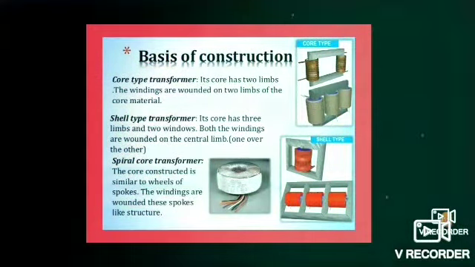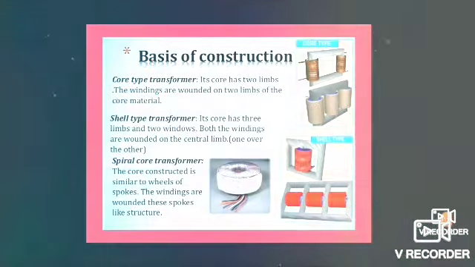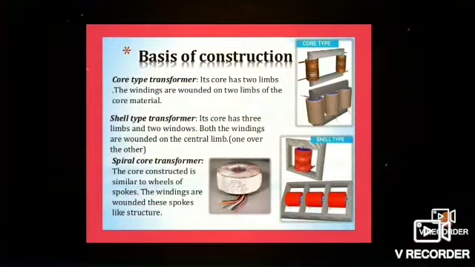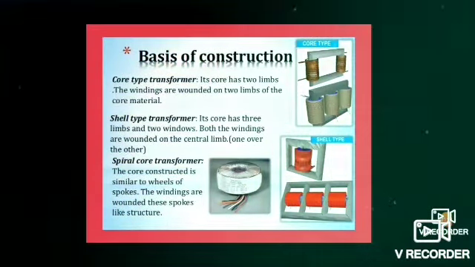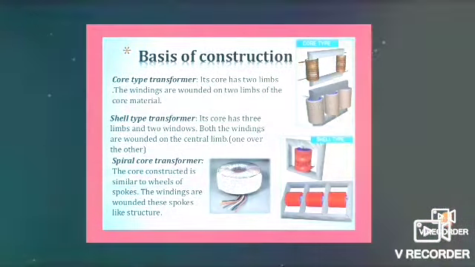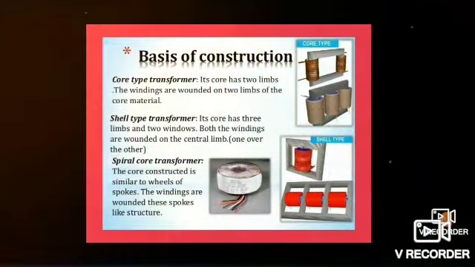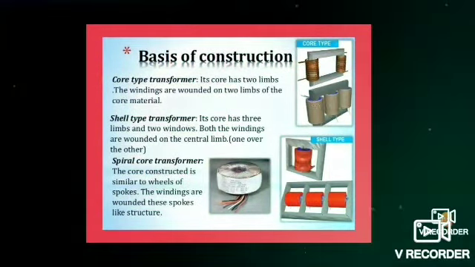Then spiral core transformer. See the third diagram, that is the spiral core transformer. The core construction is similar to a wheel of spokes. The windings are wound on these spoke-like structures. Okay. So these are the basic types based upon construction.